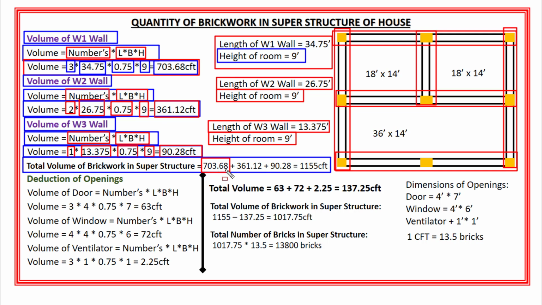703.68 cubic feet, plus volume of brickwork in W2 wall, which is 361.12 cubic feet, plus volume of brickwork in W3 wall, which is 90.28 cubic feet. Okay. And the total volume of brickwork for this house will become 1155 cubic feet, right? Now finally I have got the total volume of brickwork for this house, which is 1155 cubic feet. Now in next step I have to deduct the volume of openings, right?